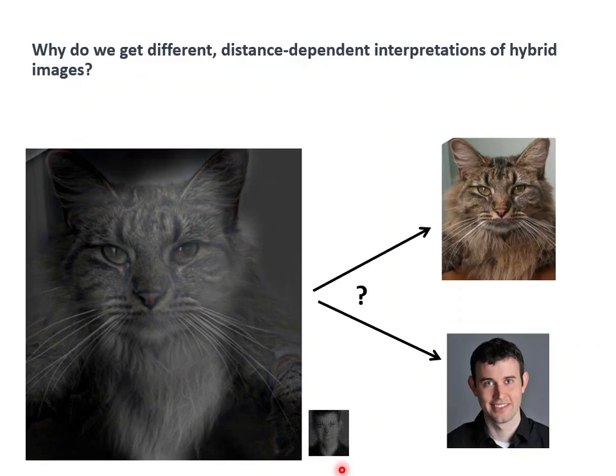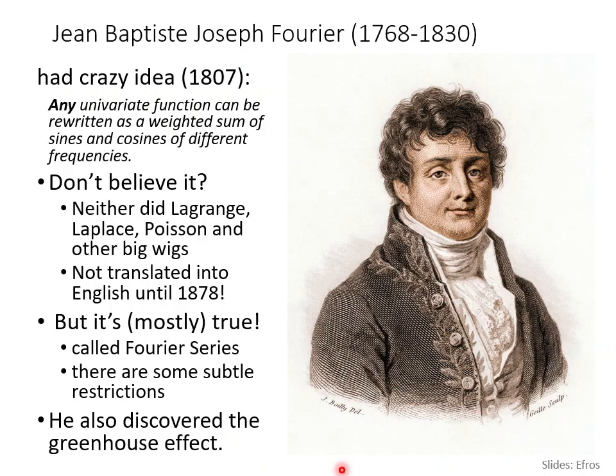So how do we describe or measure frequency in an image? Okay, so the ideas come from Fourier. Fourier was a French mathematician, and he had the idea that any univariate function can be rewritten as a weighted sum of sine and cosine of different frequencies. So pay attention to the frequencies here.